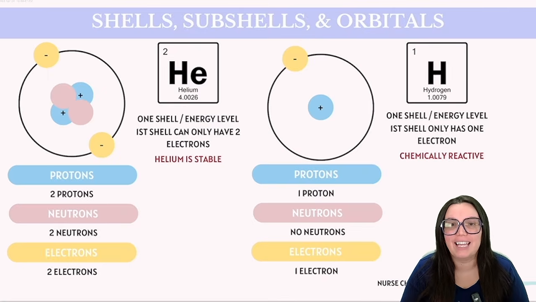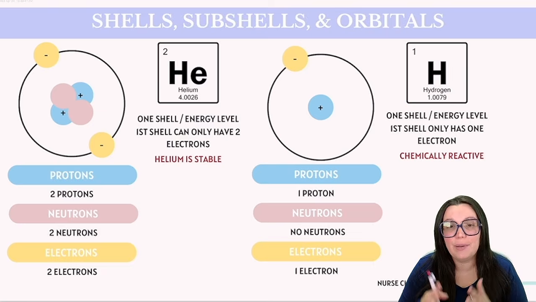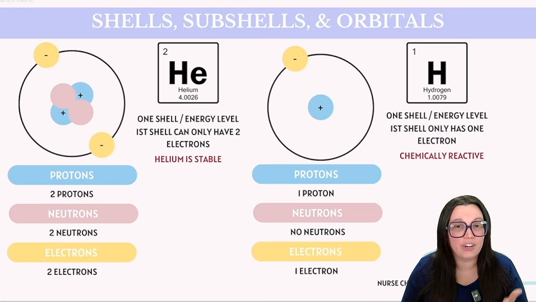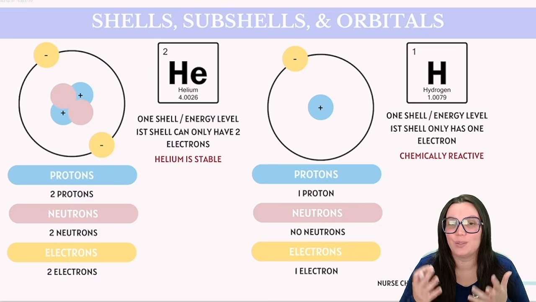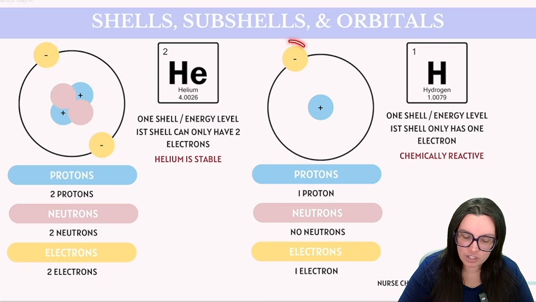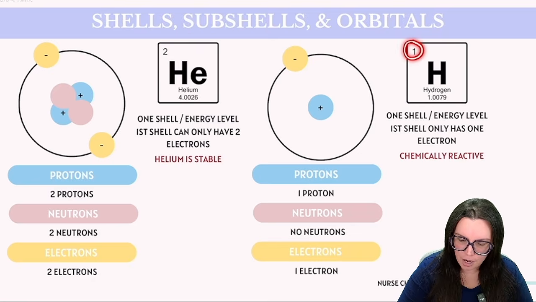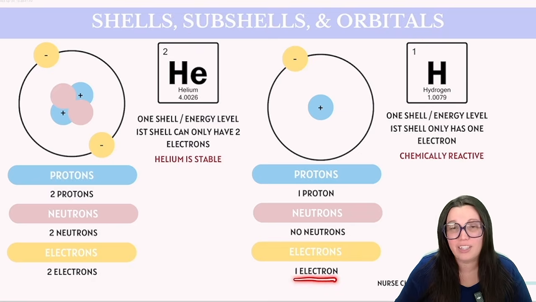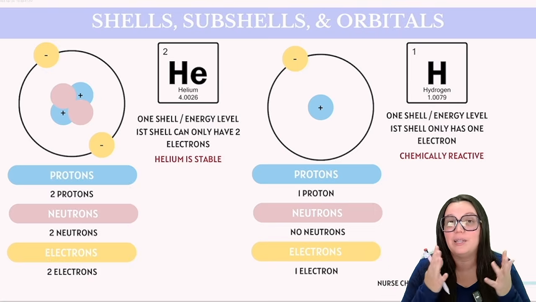First we're going to look at helium, which possesses just 1 shell or energy level, and we find that it is complete with 2 electrons. So helium is considered stable. It does not form any naturally occurring compounds. In contrast, hydrogen also only has 1 shell, but that 1 shell contains 1 singular electron, because as we see up here, our atomic number is 1. That means we're only going to have 1 electron. So this actually renders it chemically reactive.